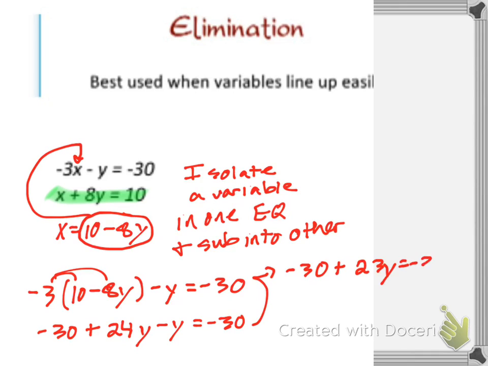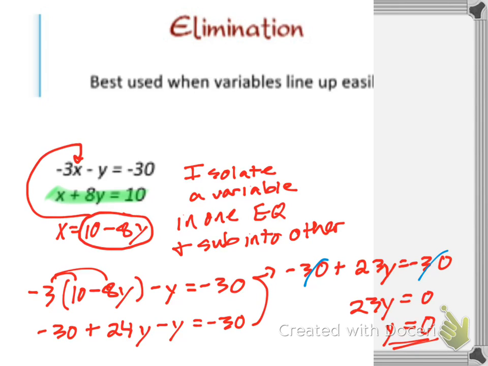And then to the next piece, you can combine like terms. Of course, getting y by itself is the key. So I'm going to isolate it by getting rid of those -30s. Add 30 to both sides. It cancels to 0. That's not a bad thing. And then divide both sides by 23, and it's still 0. 0 divided by 23 is 0. Halfway there, we got y equals 0.